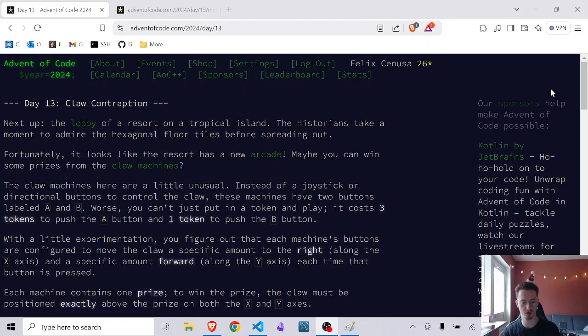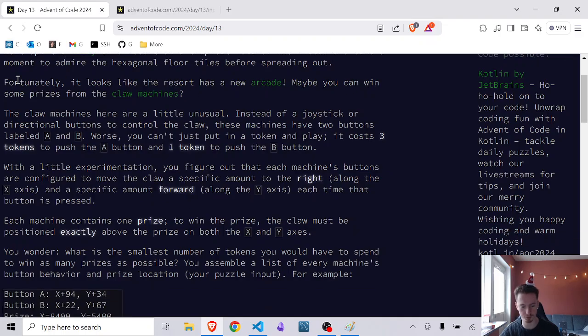Alright, so today we're going to be doing day 13 in Advent of Code, and we're going to be doing two different solutions. One that is slower but perhaps easier to implement, and one that is extremely quick but takes a little bit of thinking and math.